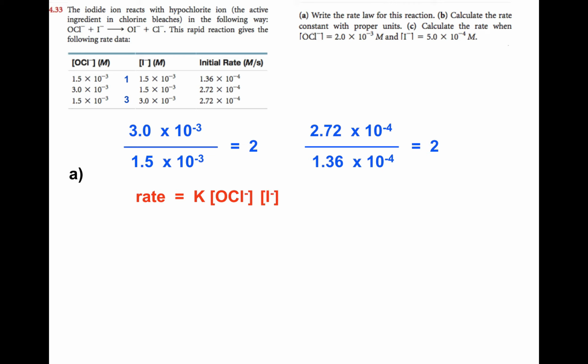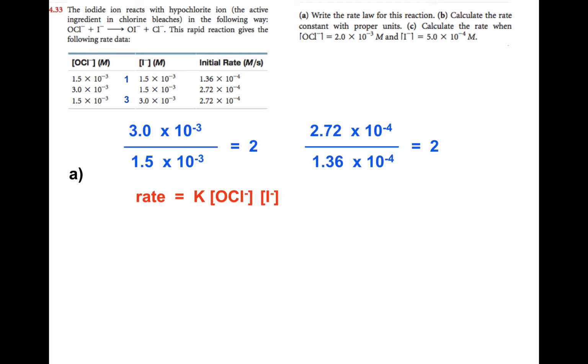So this is a second order rate law overall, meaning if I double the concentration of both the reactants, I'd be going four times as fast, right? I'd have an exponential effect. So a direct relationship with respect to both reactants.